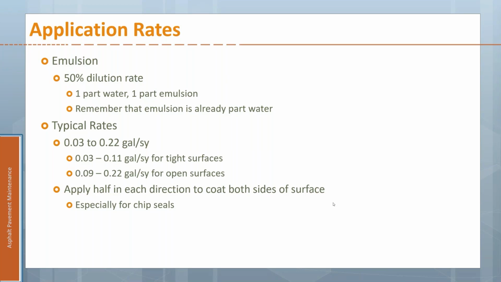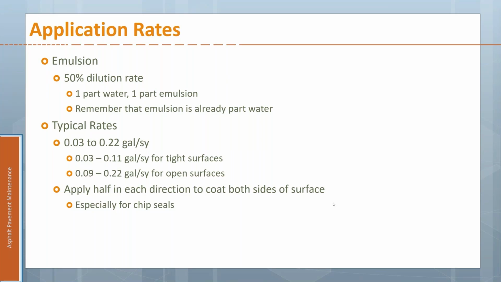And then if you have something that's more of an open graded or chip seal, something with more texture, you're going to be up closer to that 0.2. One strategy that a lot of folks like to do is that you can run this truck pretty quickly down the road. And so some folks like to run half of that rate in one direction and then also run it coming back the other direction. So you're hitting both sides of the pavement texture.